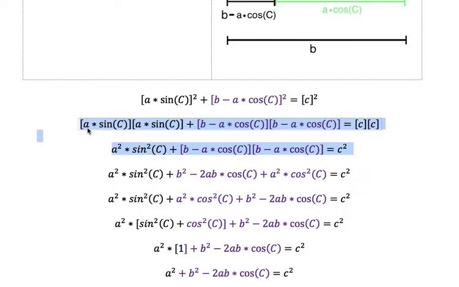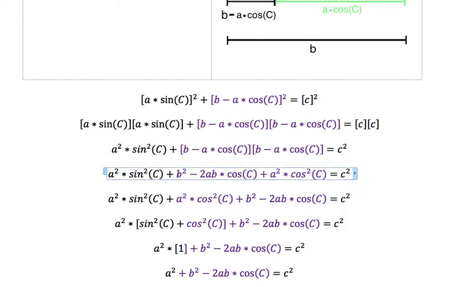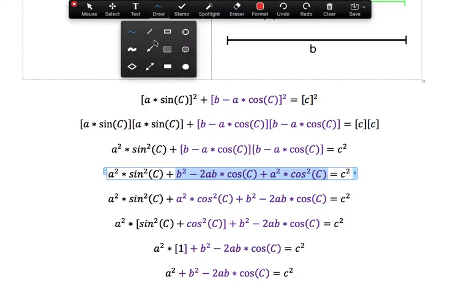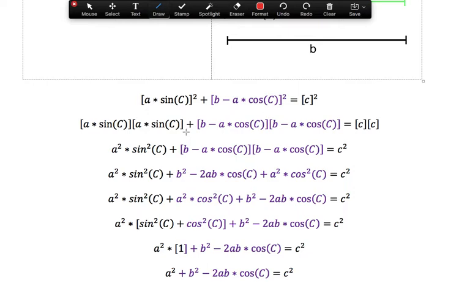Now let's simplify that purple stuff in the middle, which takes a little bit more math. If you have this times that, B minus A times cosine C multiplied by B minus A times cosine C, that ends up giving you this. B times B just gives you this right here, this B squared. So that's our first terms multiplied together.